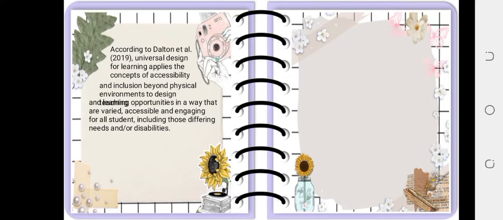According to Dalton et al., 2019, universal design for learning applies the concept of ability, accessibility, and inclusion beyond physical environments to design teaching and learning opportunities in a way that is varied, accessible, and engaging for all students, including those with differing needs and/or disabilities. So universal design for learning gives all students an equal opportunity to succeed. This approach to teaching and learning offers flexibility in the way students access material and show what they know. So UDL also looks to the different ways to keep students motivated.